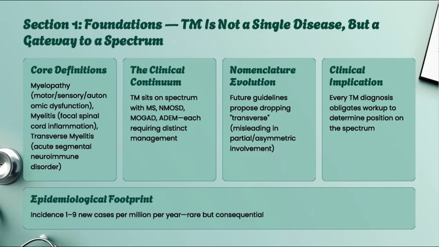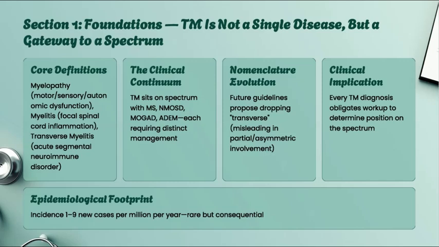This is why every patient presenting with inflammatory myelitis requires further diagnostic classification rather than simply being labeled with transverse myelitis and left there. An additional conceptual point concerns nomenclature. The word transverse implies complete involvement across the width of the spinal cord. In reality, many inflammatory lesions are partial, asymmetric, or anatomically selective. For that reason, future terminology may shift towards simply using the term myelitis rather than transverse myelitis.